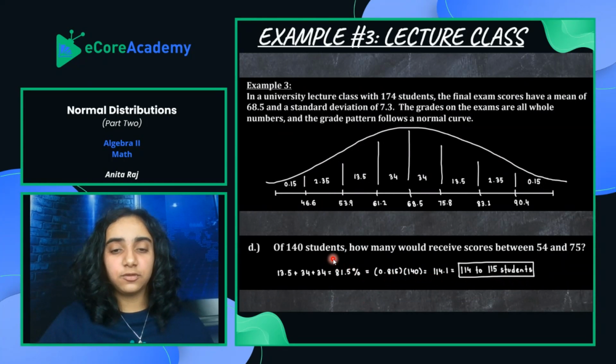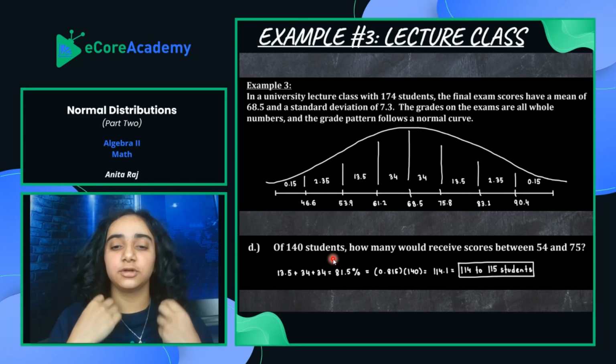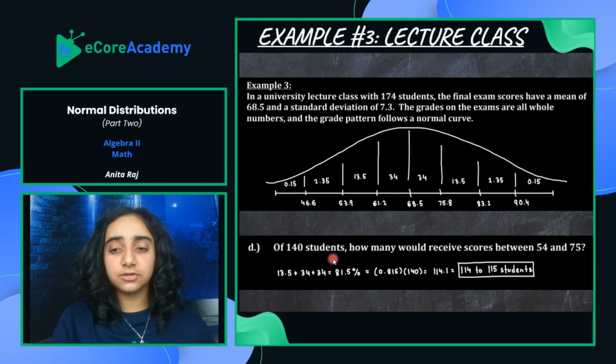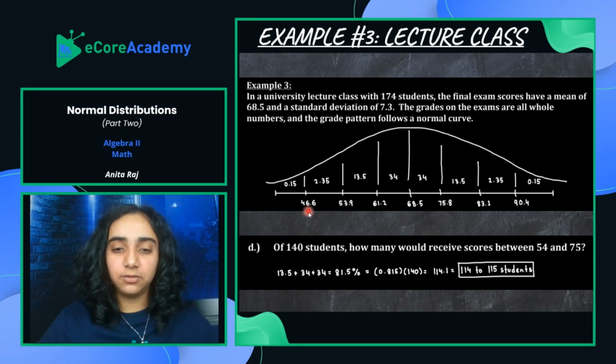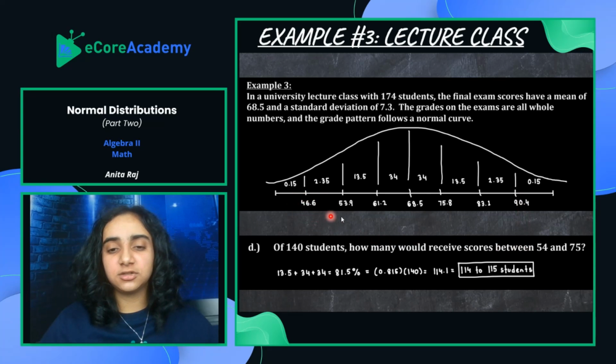Next, of 140 students, so we're still working with that 140 students, how many would receive scores between 54 and 75? So we're trying to find which range we're working in. Well, let's find which value down here on this number line is closest to 54. 46.6 is too far, but 53.9 is 0.1 away from 54. So this is a really good approximation. Then if I keep going right, I find 75.8, which is very close to 75. So we're looking at this range right here.